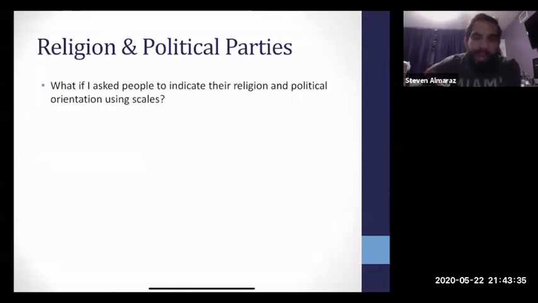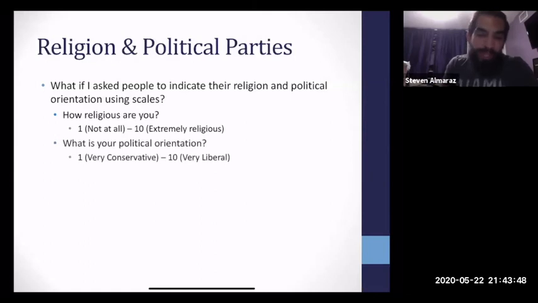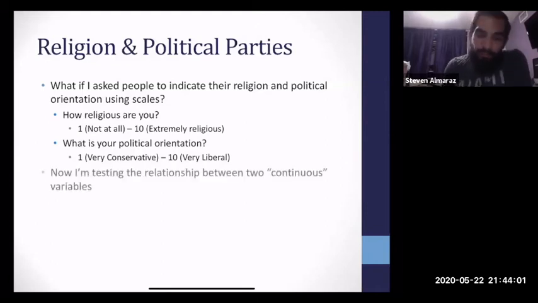What if I ask people to indicate their religion and political orientation both using scales? So, how religious are you? 1, not at all, to 10, extremely religious. And what is your political orientation? 1, very conservative, to 10, very liberal. Now, I'm testing the relationship between two continuous variables.